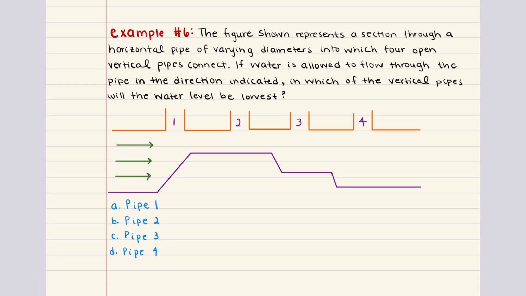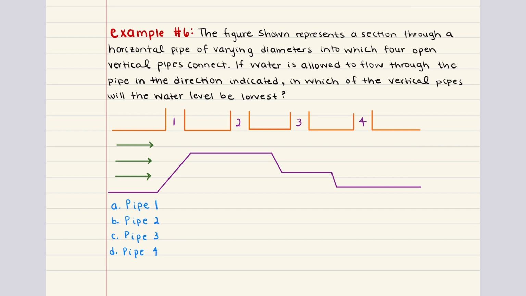Problem 6 says, the figure shown represents a section through a horizontal pipe of varying diameters into which 4 open vertical pipes connect. If water is allowed to flow through the pipe in the direction indicated, in which of the vertical pipes will the water level be the lowest? Now, the vertical pipes are open to the atmosphere, and that means that atmospheric pressure applies uniformly to all of them. Therefore, the height of the water column in each vertical pipe is dependent on the hydrostatic pressure in the horizontal pipe.